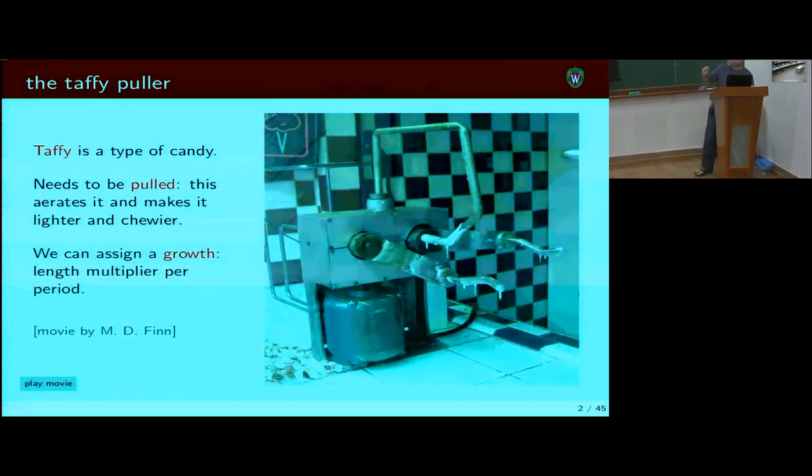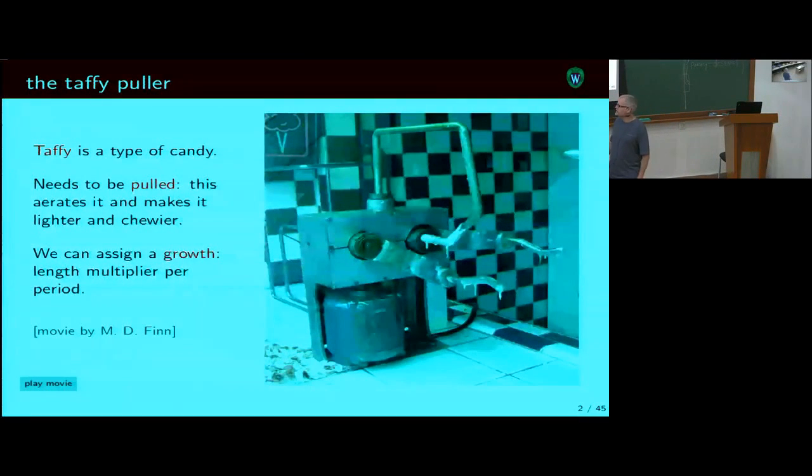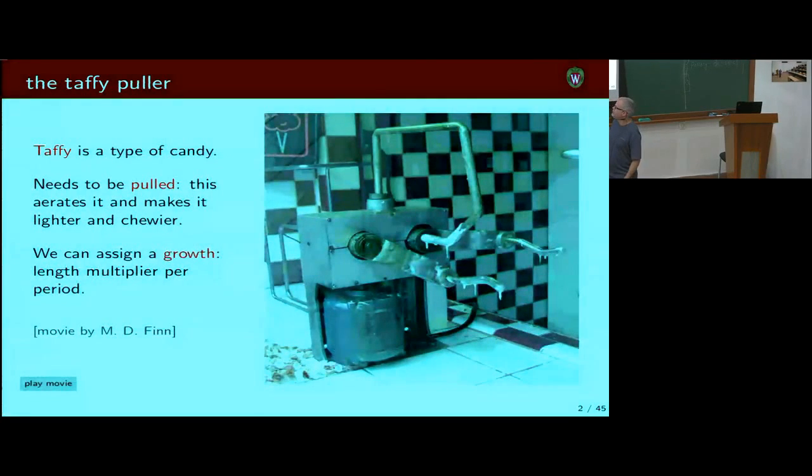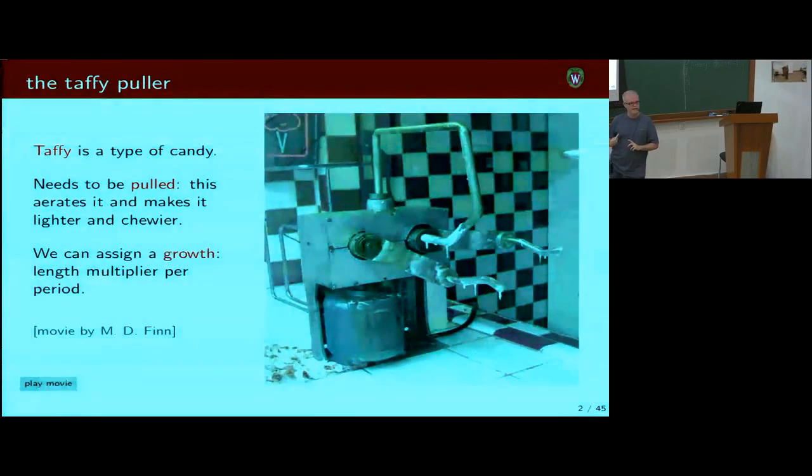So the growth, I'm going to talk about the growth a lot. I often call it either the dilatation or topological entropy. That comes from the mathematical terminology, but it's basically the growth: the number by which you multiply the length at each time. So that number must be bigger than 1, basically. Otherwise, you're doing it wrong.